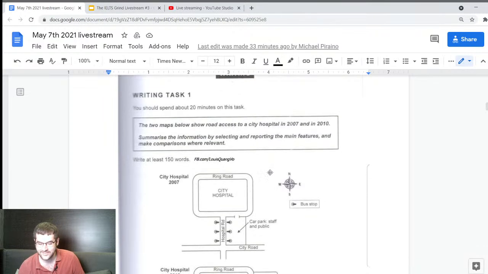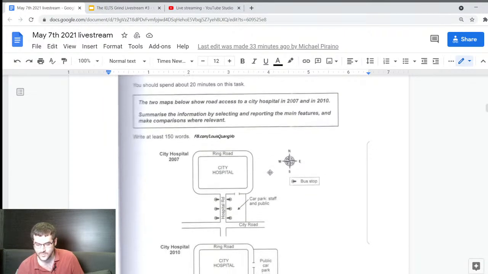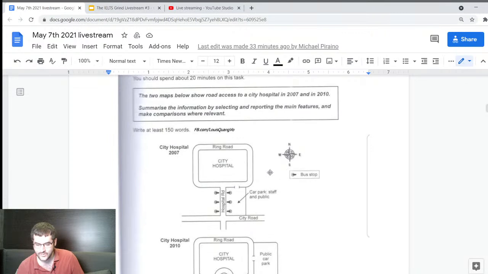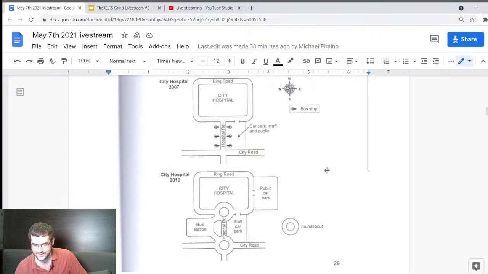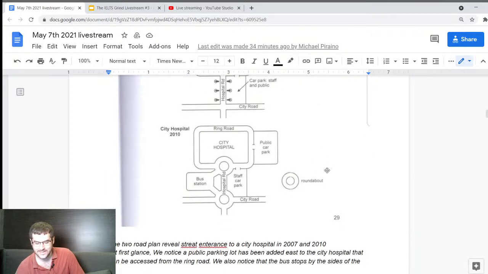So we can see that there is this change over time using maps. And we can see that it is describing a city hospital. Now, I have actually taught this one many times. This is coming from one of the Cambridge IELTS, academic IELTS 14, 13, 12, one of those. Really useful to learn with. We can see that there is 2007 and 2010, and we can also see that there is a city hospital surrounded by a road, which is connected to another road, which is intersected by another road, with many changes. Let's look at what he wrote.